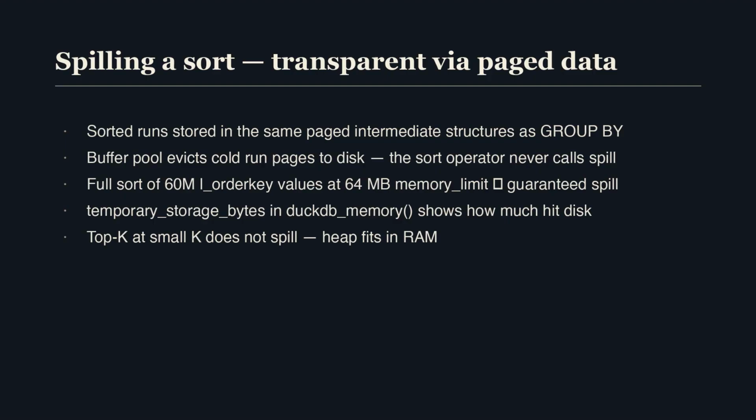Spilling a sort can be transparent via paged data. Sorted runs are stored in the same paged intermediate structures as group by. The buffer pool evicts cold run pages to disk, and the sort operator never calls spill. A full sort of 60 million early order key values at 64 megabytes memory limit guarantees a spill. Temporary storage bytes in DuckDB memory shows how much hit disk. Top k at small k does not spill because the heap fits in random access memory.